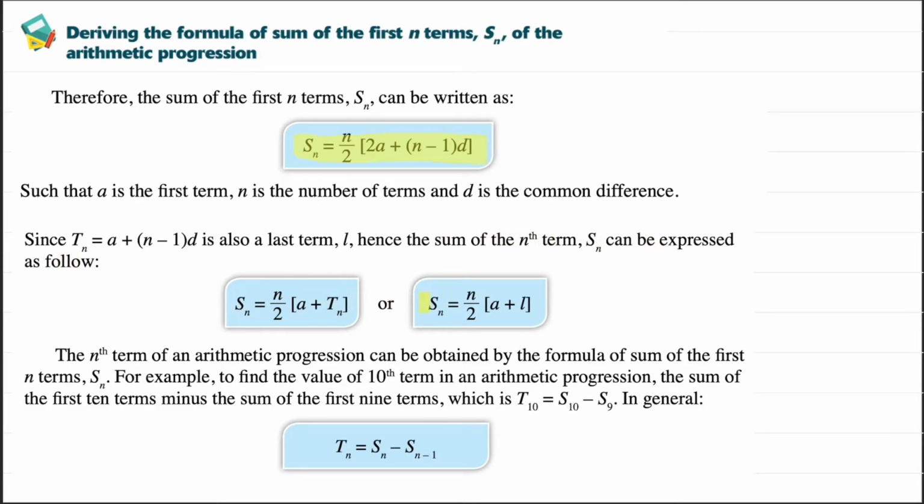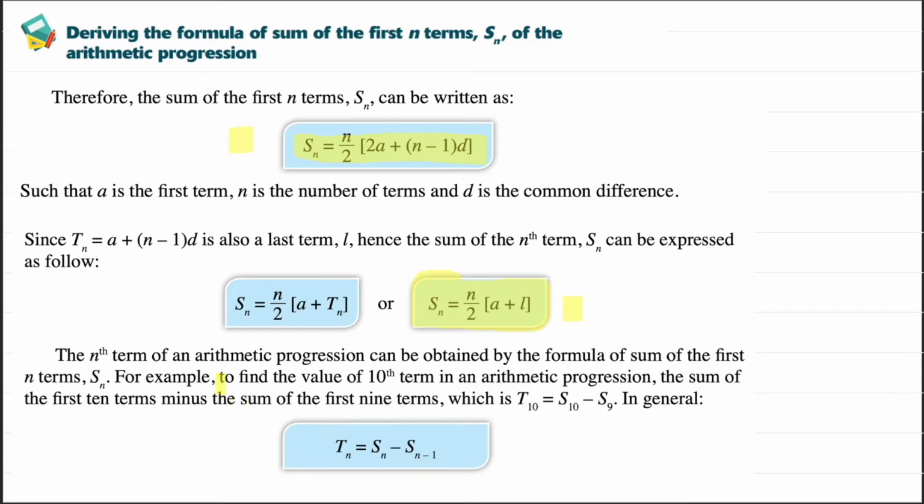So, ini untuk formula yang kalau kita tahu dia punya last, maknanya kesemua sekali tu, Sn tu. So, ada dua formula lah. It's either you use this one or you can use this one. Sn equals to n over 2 bracket a plus l. Okay. Now, the nth term daripada Sn ni pula, okay, kita boleh obtain an nth term.